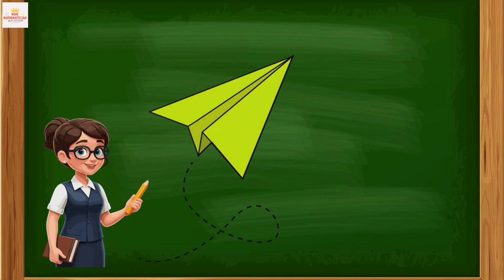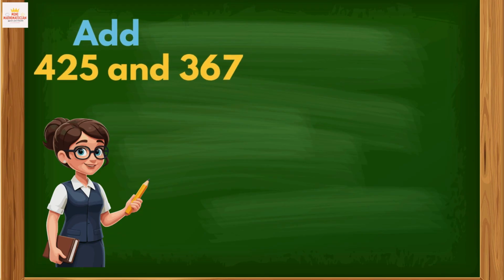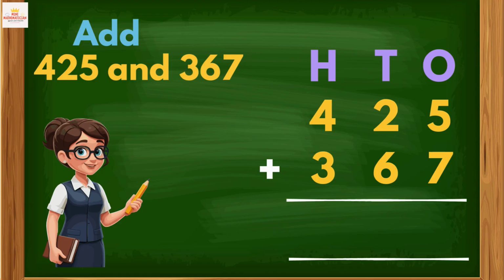Look at the first question. Add 425 and 367. Now look at these numbers in column form. Tell me kids, from which place value do we start addition?